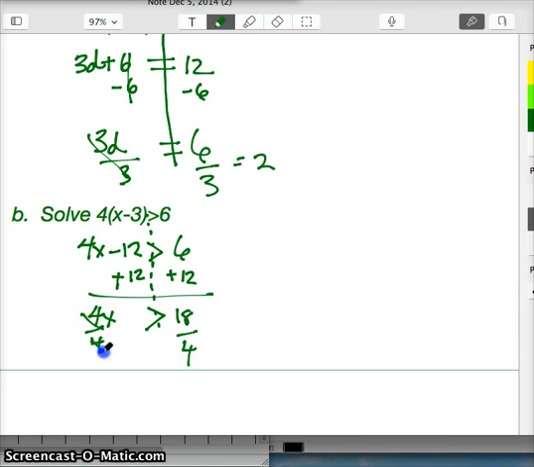And then the 4 goes into 4 one time, so I'm left with 1x, and that's greater than 18 divided by 4. 4 goes into 18 4 times with a remainder of 2 over 4. So I can write this as x is greater than, let me reduce that 2 over 4, 4 and a half. X is greater than 4 and 1/2.